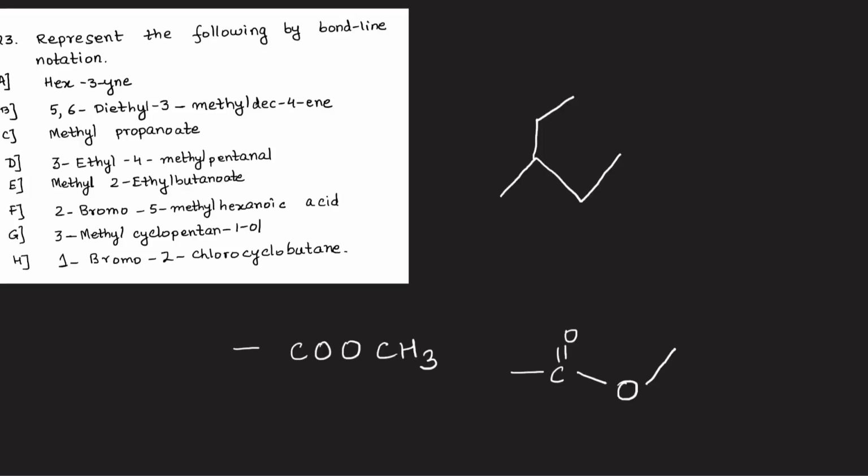So this carbon here is the 1st carbon atom in the molecule. So we are not going to write that carbon. What we have is a double bond O attached to that carbon. That carbon in turn is attached to an oxygen, and that oxygen has a methyl group attached to it. Got it? This is how we represent methyl 2-ethyl butanoate.